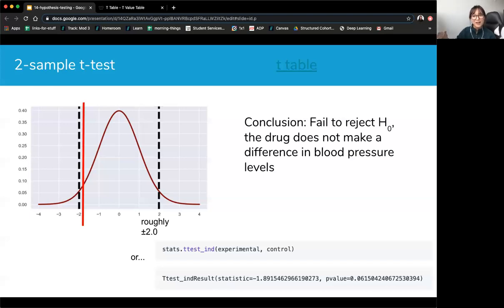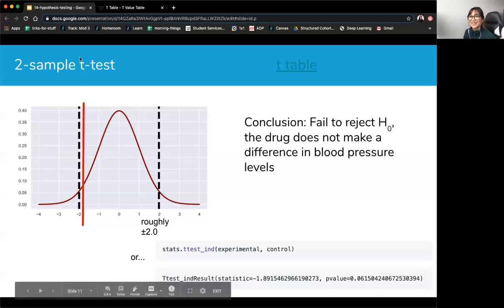And what that p-value of below 1% is saying is that there is a below 1% chance that those people have a lowered blood pressure by random chance. So that sort of brings back the definition of the p-value. Does that make sense? All right.